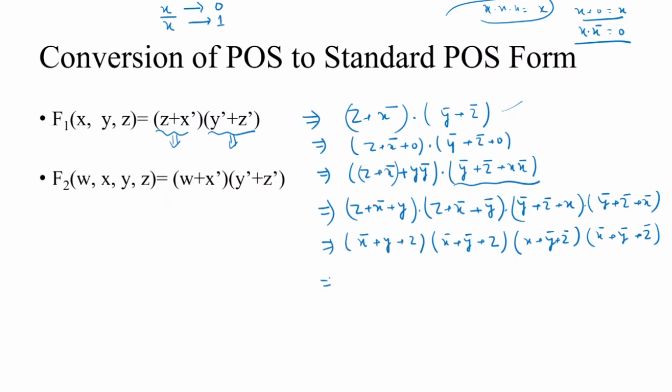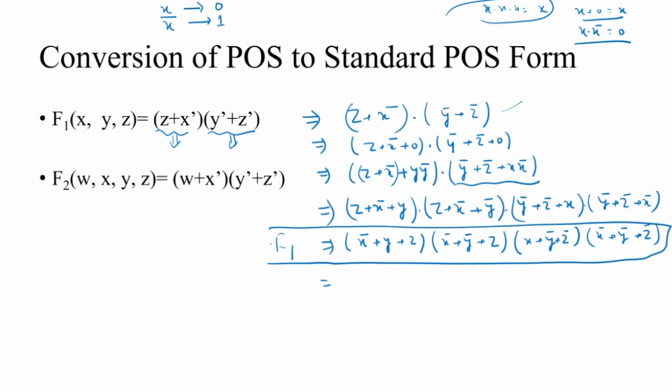This means we consider this as f1, which is present in this form, and the same f1 is converted into this form. And this is the standard POS function, meaning the Boolean function present here is in standard POS form, because all the max terms, all the OR terms, contain all the literals. Now the question is, how do we convert it into max term form? What is the value?